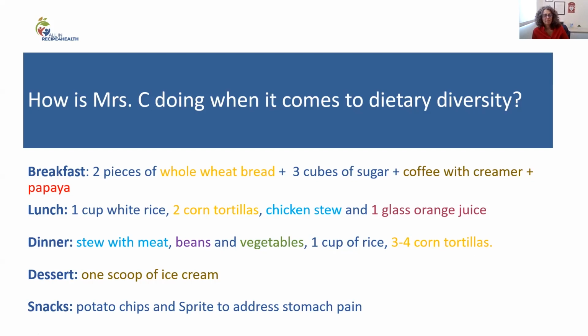I put the papaya in a slightly different color because that is a vitamin A rich fruit, but it really is also a fruit. So does she meet the minimum of 5 different food groups in a day? Anybody want to answer that one? Lila says no. Okay, why doesn't she, Lila?